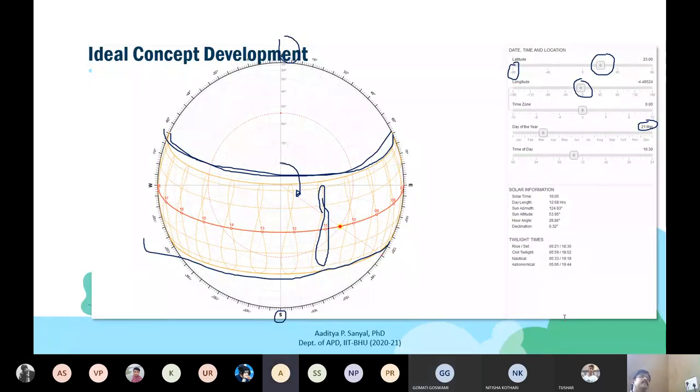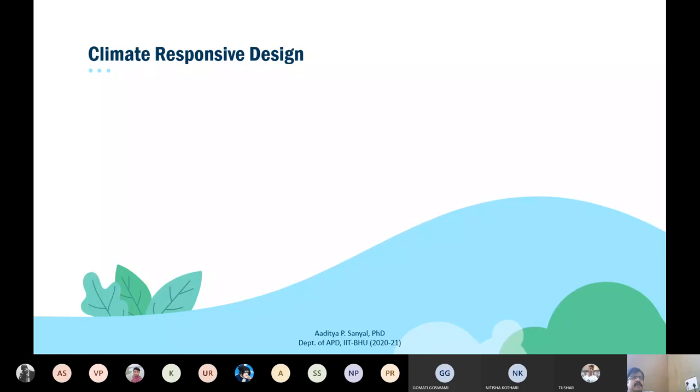Because 8 is the path that the sun follows during certain times of the movement, that is known as the analemma. Also, you can download a software. It's a free software, goes by the name Climate Consultant. Download this Climate Consultant and refer to it. It's a free software and it's available online.